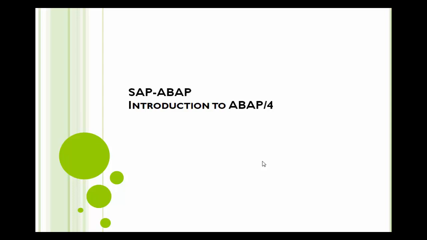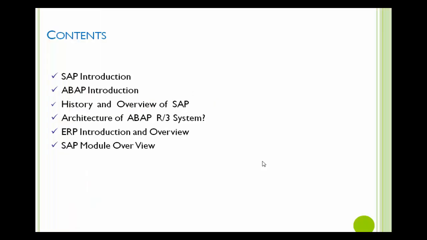So first we'll see SAP ABAP, Introduction to ABAP 4. The content of SAP ABAP is SAP Introduction, ABAP Introduction, History and Overview of SAP. Then after that we'll learn the Architecture of the SAP ABAP R3 System, ERP Introduction and Overview, and SAP Module Overview. We are going to learn all of this in this PPT.